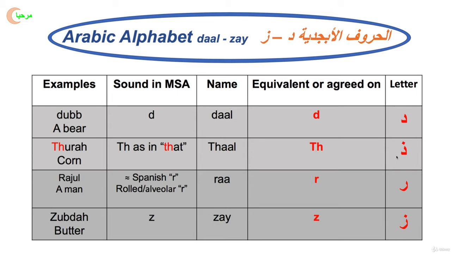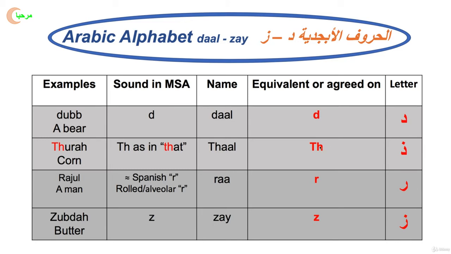Next one here also has an equivalent. It's a TH, but we already use TH as in 3. Now I have a quiz for you. How many sounds does a TH in English make? Right. TH as in 3 makes the sound th. TH as in that makes the sound the.